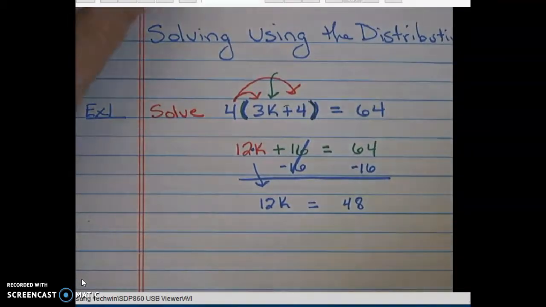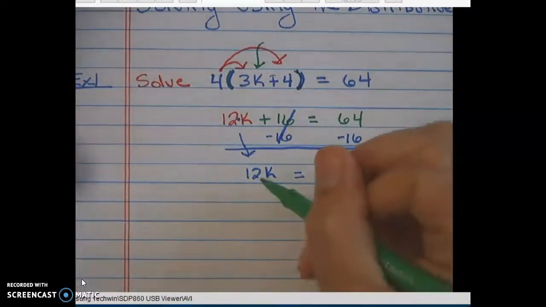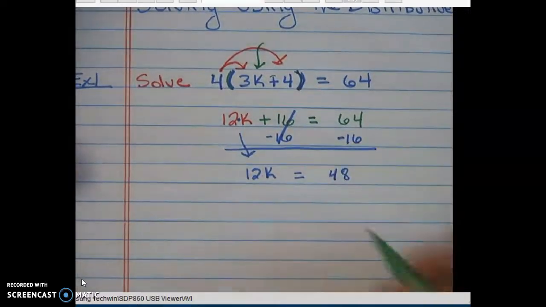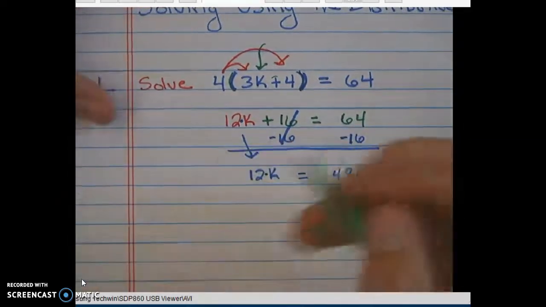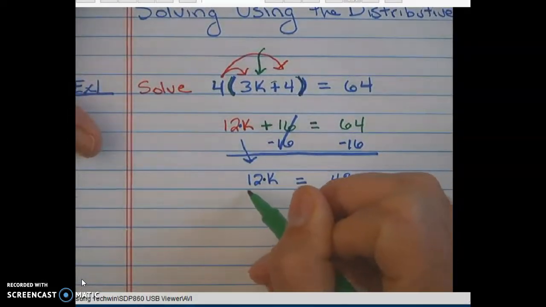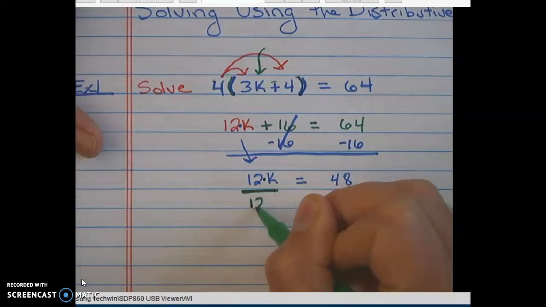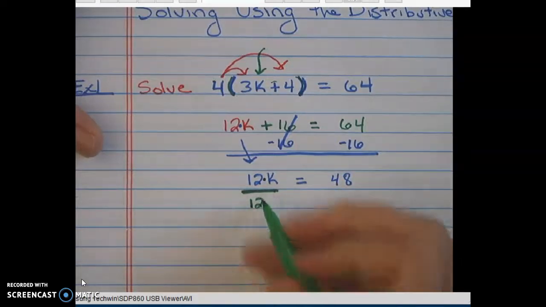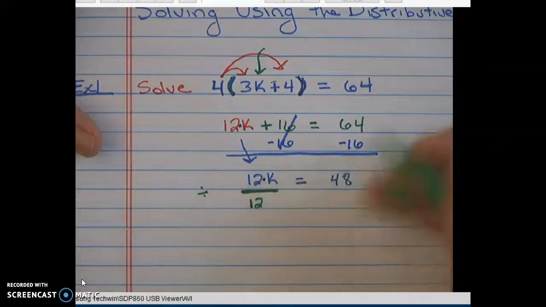And then from there, I still have to ask myself, am I done? Well, how do we know we're done? Is k completely by itself? Nope, we still have that times 12. So now we've got to get rid of the times 12. To get rid of a times 12, or a multiplication of 12, we're going to do the inverse operation, which is division. So we're going to use the fraction bar to show division. So you're going to see me write that. That means divide. We don't really use that symbol very much anymore. We use the fraction bar instead.